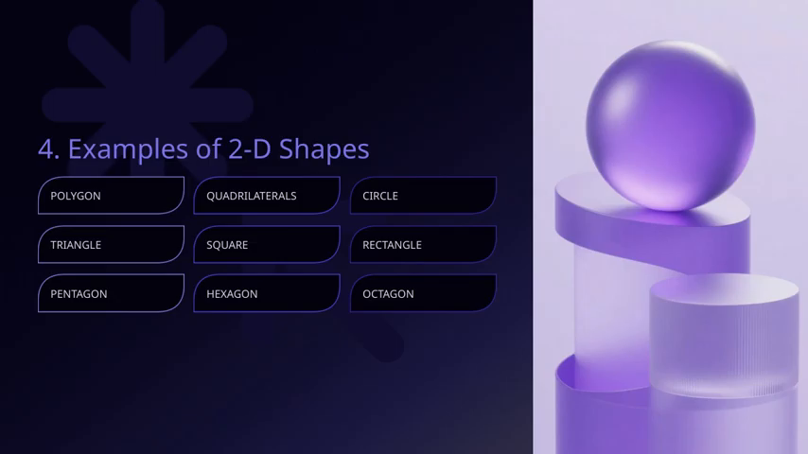As you can see, shapes like polygons are quite common and come in many forms. For instance, triangles are the simplest polygons with 3 sides and 3 angles. Moving on, quadrilaterals are 4-sided shapes, and some familiar examples include squares, rectangles, and even trapezoids. Then we have pentagons, which have 5 sides, and hexagons with 6 sides.